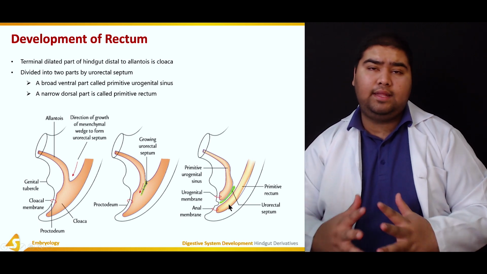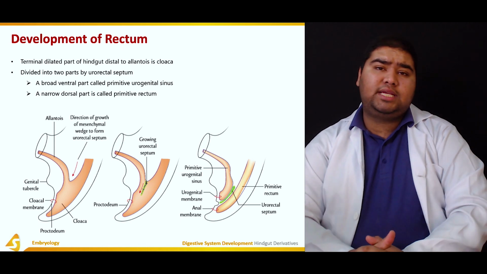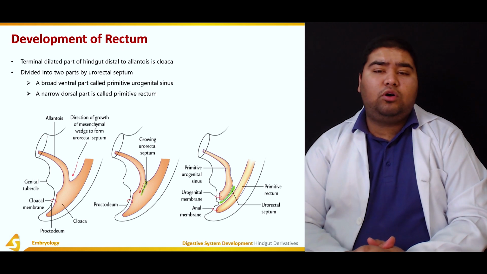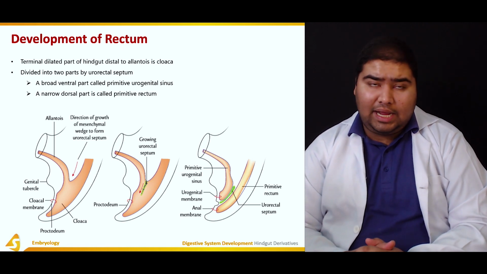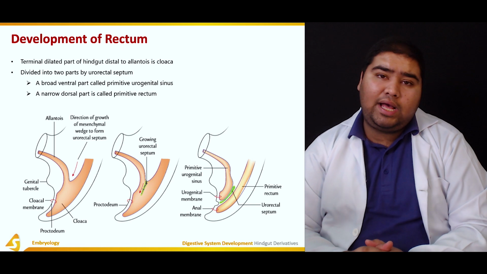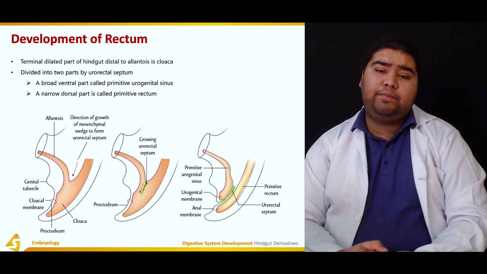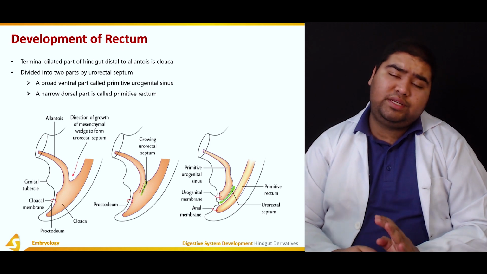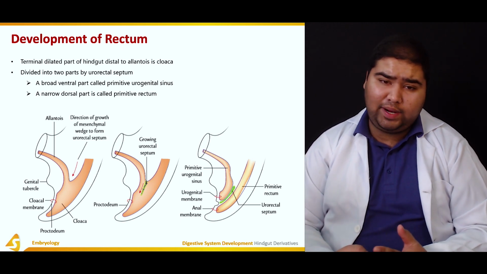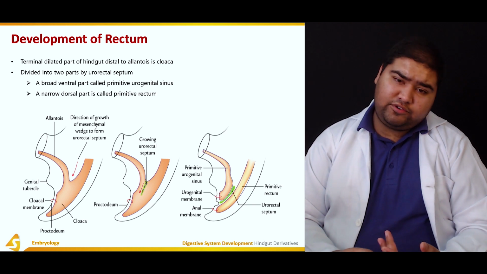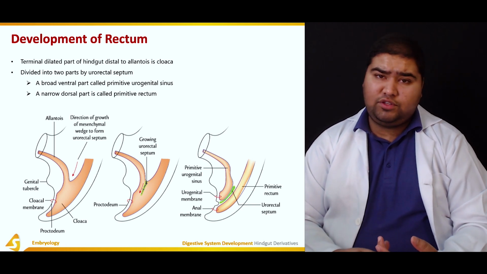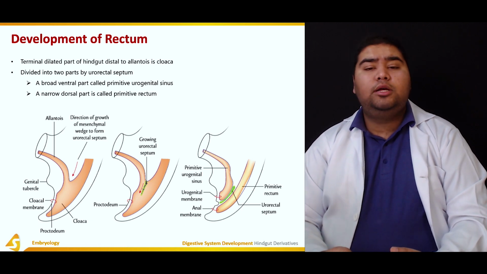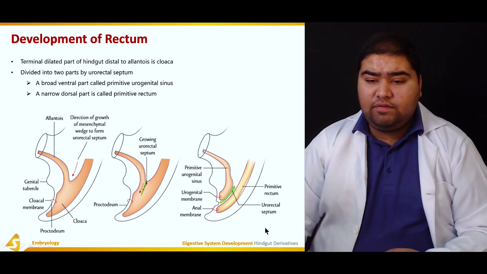So again, the development of rectum takes place from cloaca, which is the dilated terminal portion of the hindgut. It lies distal to the allantois. Then there is development of urorectal septum in this cloaca, which divides this cloaca into two parts. There's a broad ventral part, which is known as the primitive urogenital sinus, and there is a narrow dorsal part, which is known as the primitive rectum.